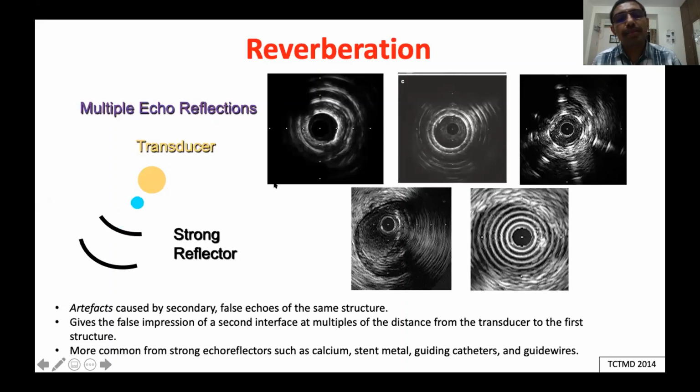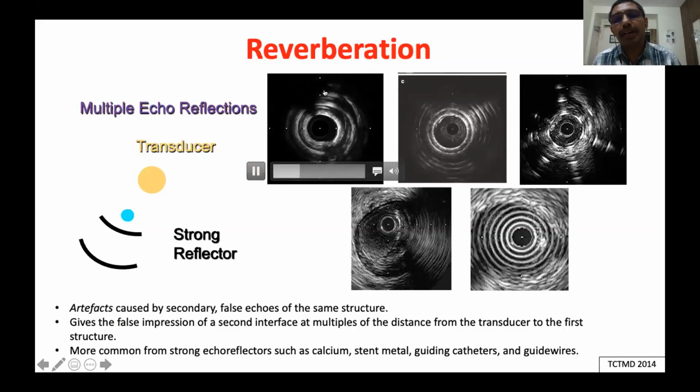So what is the clinical importance? You should not mistake this for a different interface. You should not think that there are 3 interfaces here. It's actually one interface of calcium that has produced a reverberation of multiple interfaces. These are all ghost shadows. You should not think that there are multiple interfaces. It occurs more commonly with calcium. When you do rotablation, it pulverizes calcium, and the reverberation becomes more prominent.